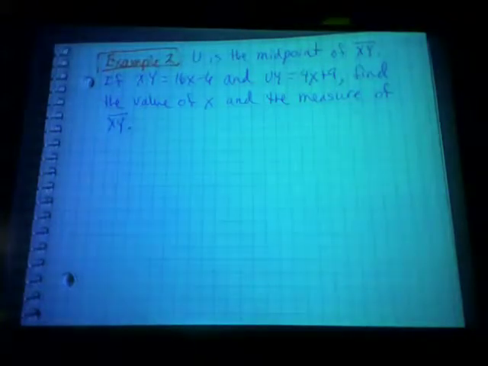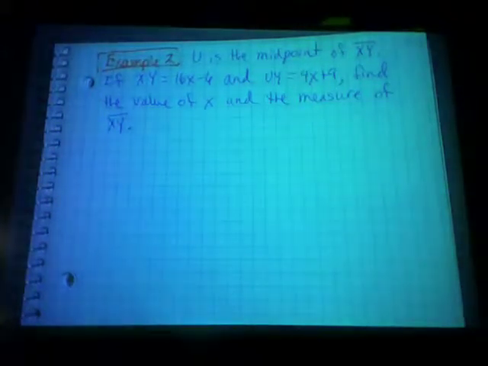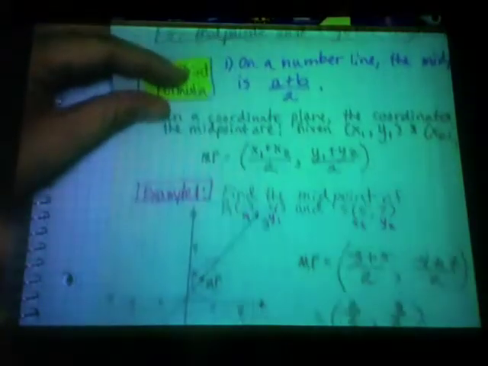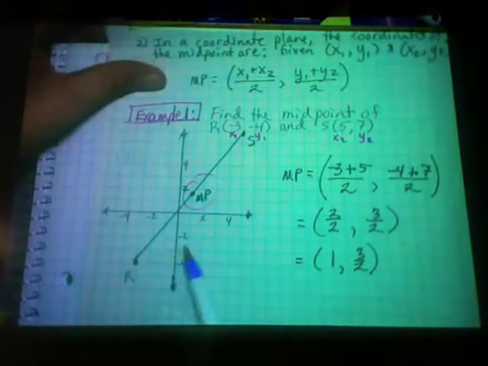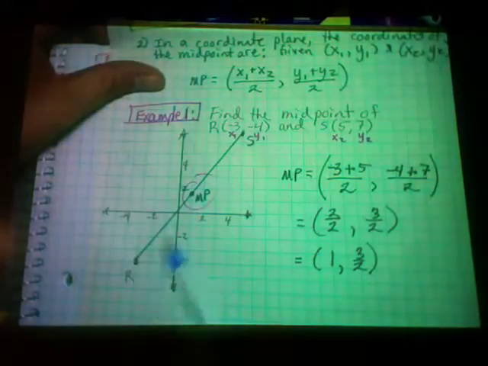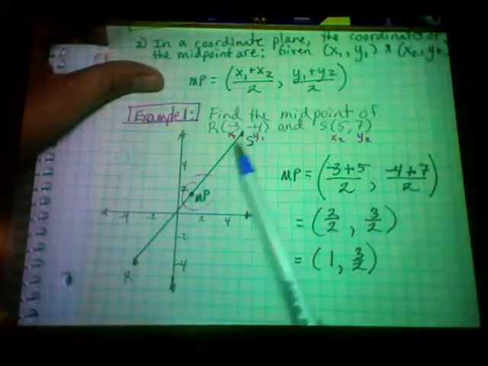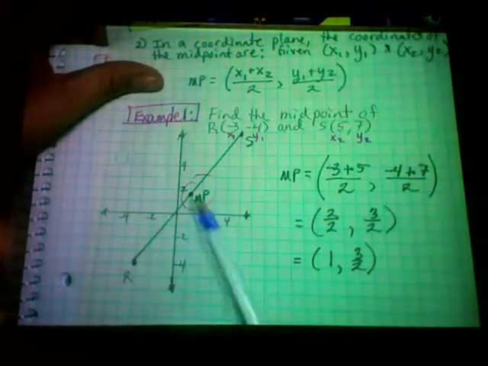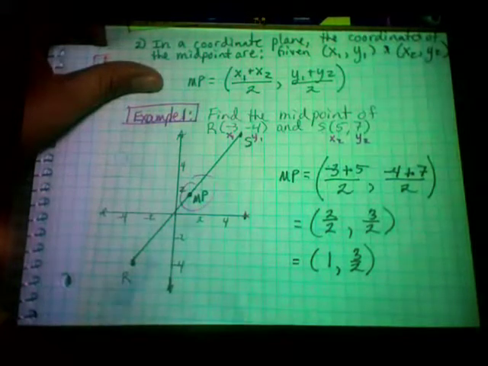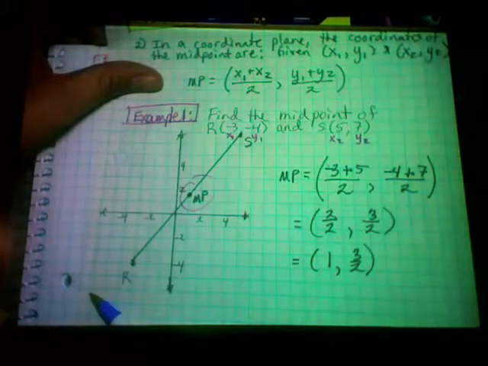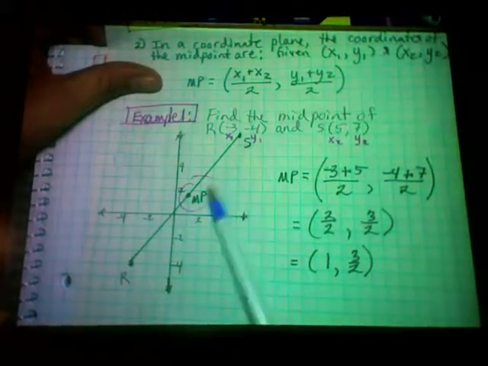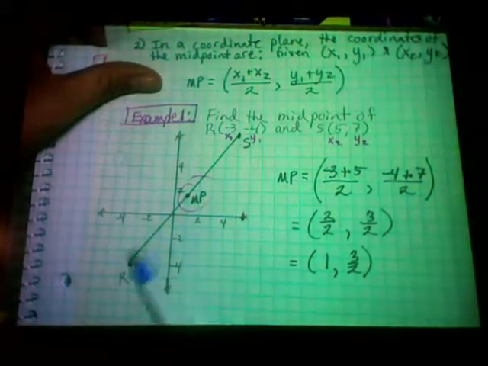Now here's where segment congruence comes into play. If you go back and look at what we did on example 1, what would you say about the distance from R to the midpoint and from the midpoint to S? What would you say about the distance of these two segments? What does the midpoint do to the overall big segment? It splits it in half. So what would you say about this segment versus this segment? They're equal to each other.